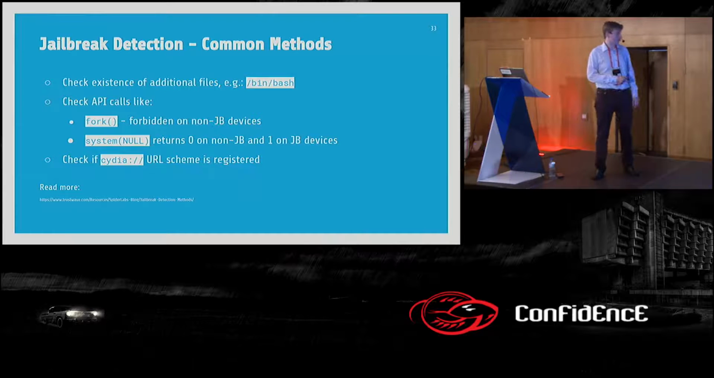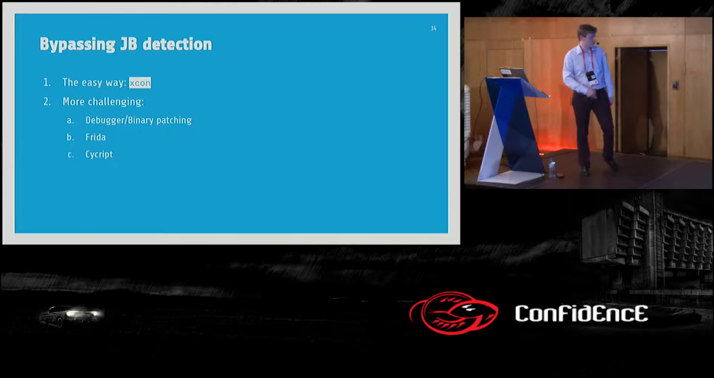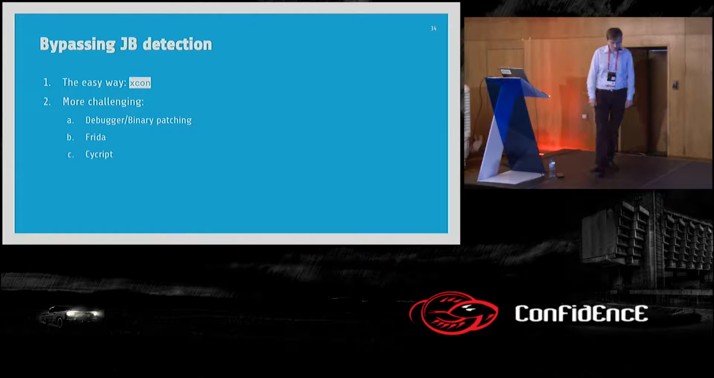First of all, it checks for the existence of additional files that are installed during jailbreaking, like bash. It also can check for API calls. Forking is forbidden on non-jailbroken devices. System null normally would yield you the currently available shell. And also the Cydia URL handler, this third-party app store. It checks if the URL scheme is registered. I also included an article for reference if you want to read more.